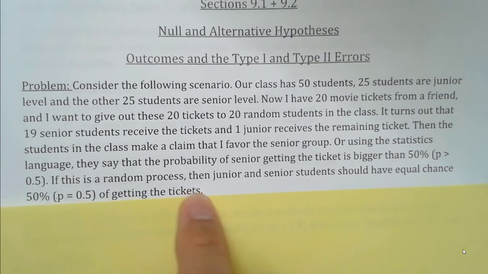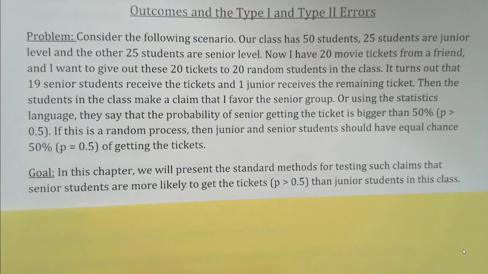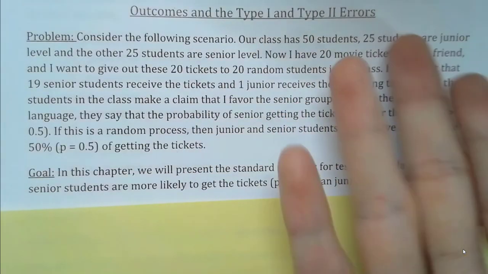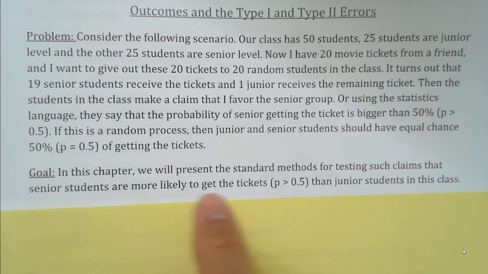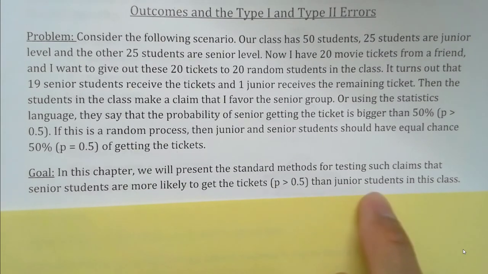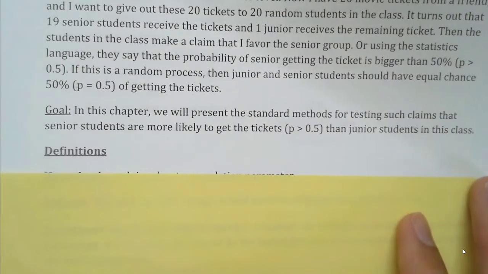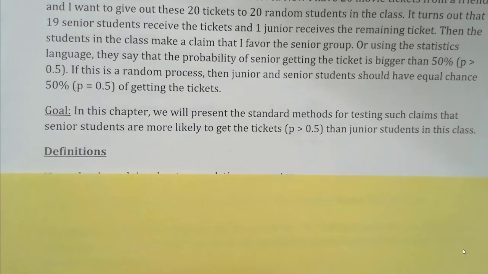of getting the ticket. So the goal in this chapter is that we will present the standard methods for testing such claims that you see here in this example, that the senior students are more likely to get the tickets, or P is bigger than 0.5, than the other junior students in my class. Okay, so before we do the testing, we have to know a few more new definitions for this chapter.